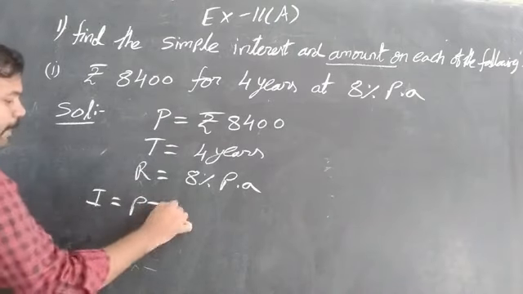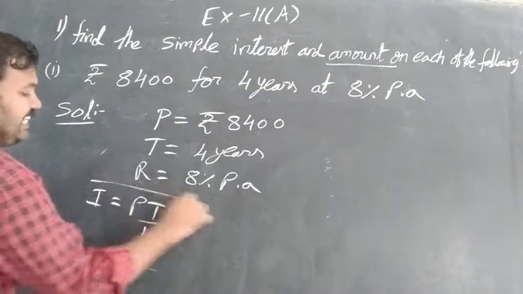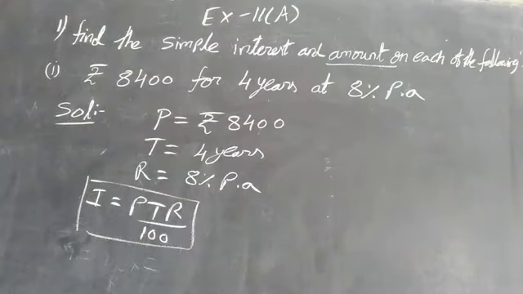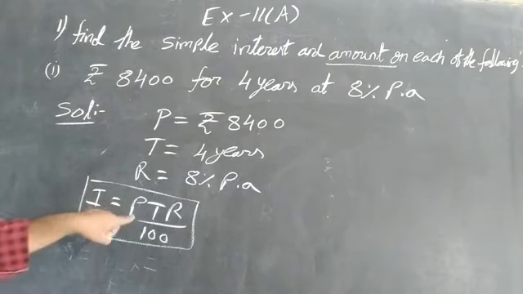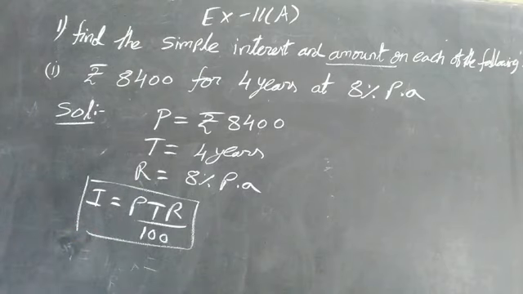I is equal to PTR by 100. I said there are two formulas for interest. What are the two formulas? I is equal to PTR by 100 and I is equal to A minus P. We have to use only PTR by 100. Why? Because the second formula, A minus P, is used when the amount is given.